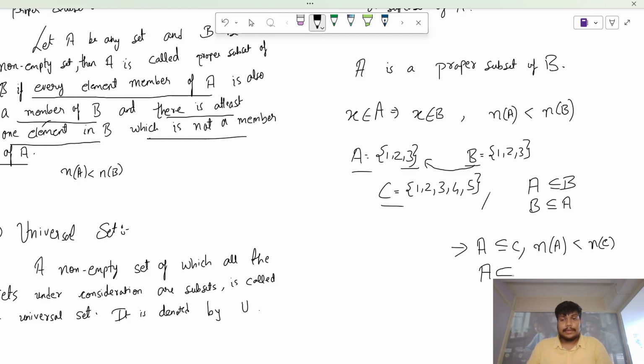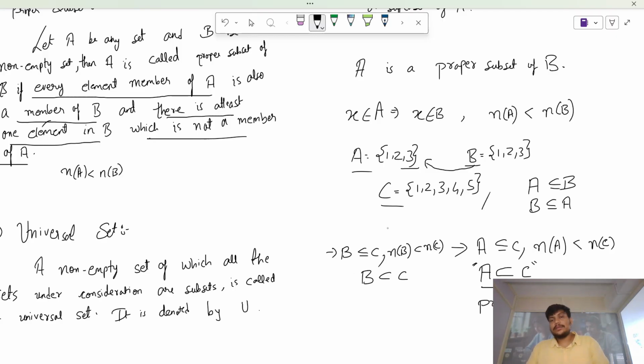What can I say? How do I represent it? I represent it by this. This is a proper subset. And the same goes for set B as well. If I see that set B is a subset of C, but also the number of elements in B is less than the number of elements in C, then B is also a proper subset of C.